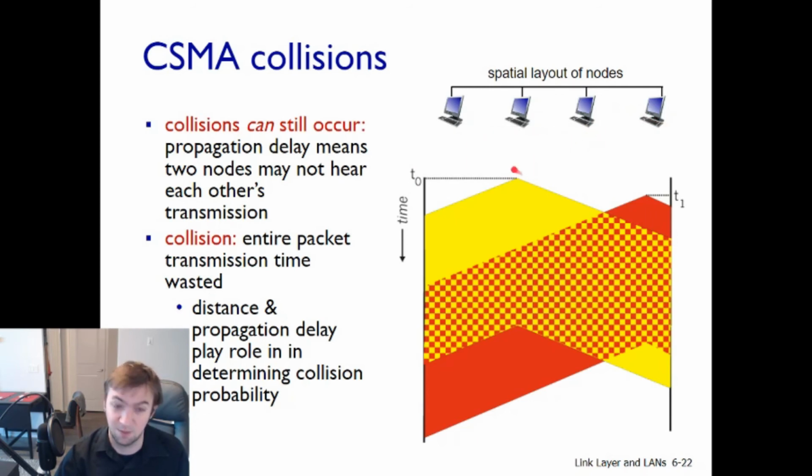And so at the beginning, this node decides it's going to start sending a message, but that message doesn't actually reach the node on the right until a point after that node has thought the channel is empty and it should start transmitting. So when this happens, the whole packet transmission time is wasted, a big problem, meaning you have to consider distance and propagation delay when it comes to determining the probability of collisions happening.